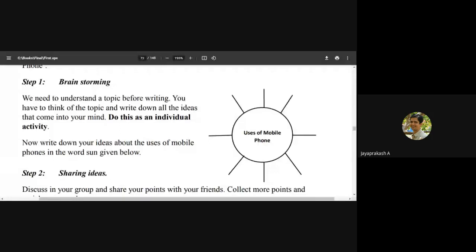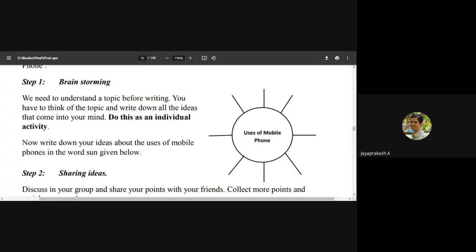So after we have drawn the sun and after we have marked these ideas, the next task is to organize these ideas. The first idea that came to my mind may not be the most important idea. It may be a less important idea. I may only after some time get the most important idea. So we have to organize these ideas.